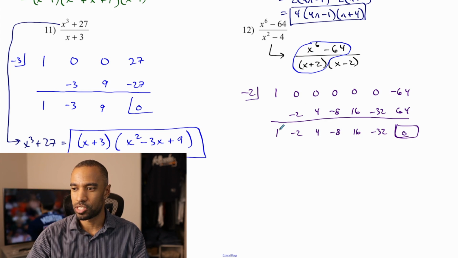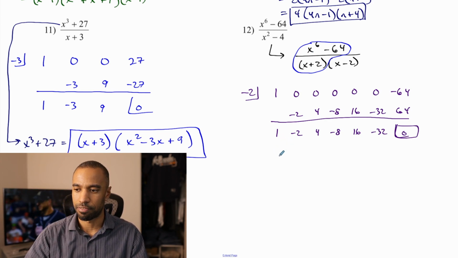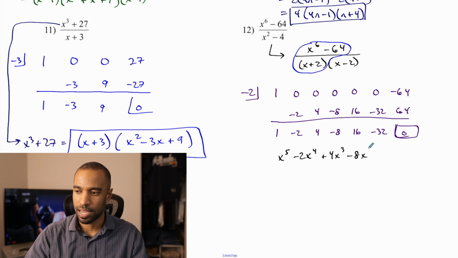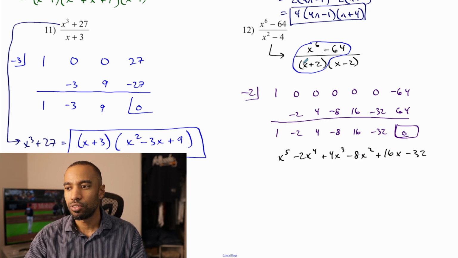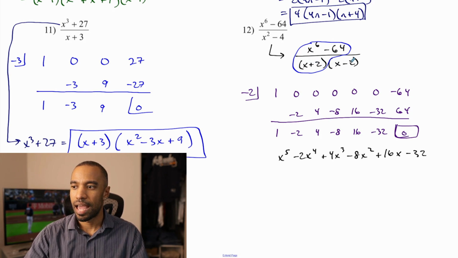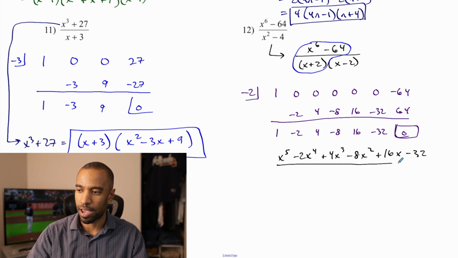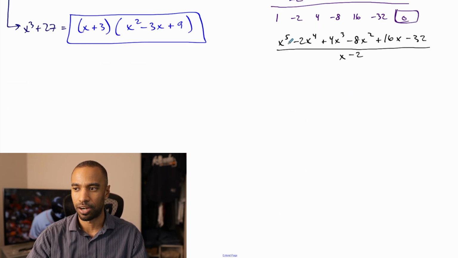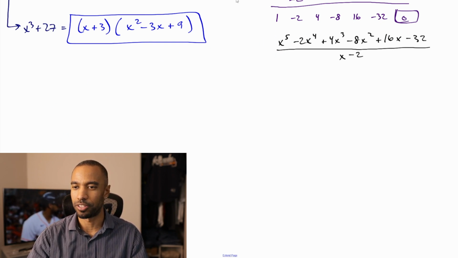So this was an x to the 6th, yeah? Well, now it's an x to the 5th. This is 1x to the 5th minus 2x to the 4th plus 4x cubed minus 8x squared plus 16x minus 32. And now, listen, we divided this by x plus 2. Now let's divide this result here by x minus 2. So the last one that we have, let's now divide it by x minus 2 and see what we can get there. And I mean, this turned into a massive polynomial in doing that.